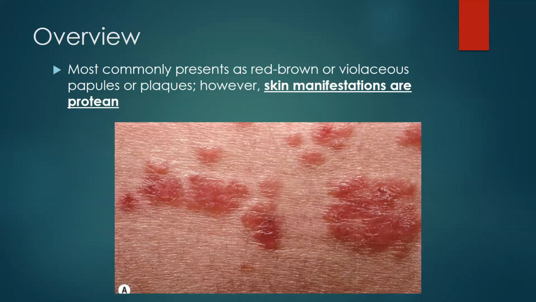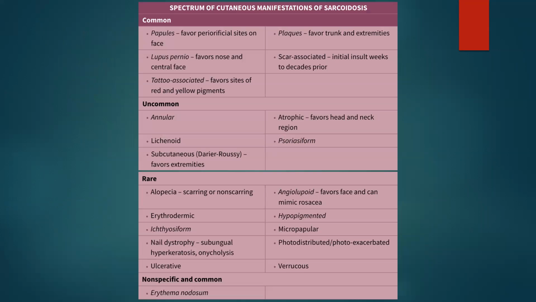So this is the generic picture of cutaneous sarcoidosis. It most commonly presents as red, brown, or violaceous papules or plaques. However, skin manifestations are protean, meaning they can be any color, any shape, any size. This is just a prototypical picture, directly from the dermatology Bible known as Bolognia, the preeminent textbook. And this is a table showing how many different ways it can present.